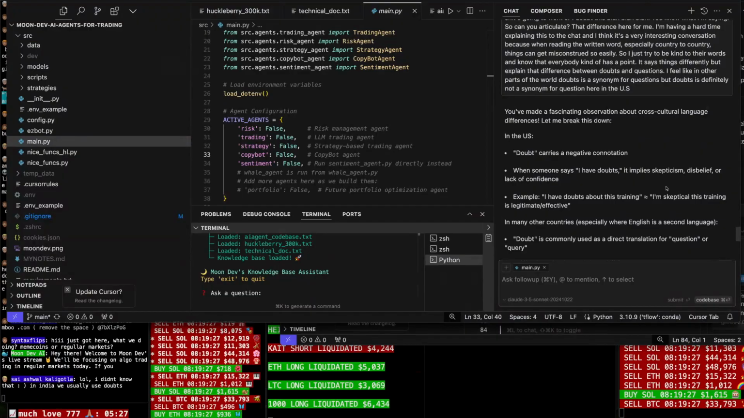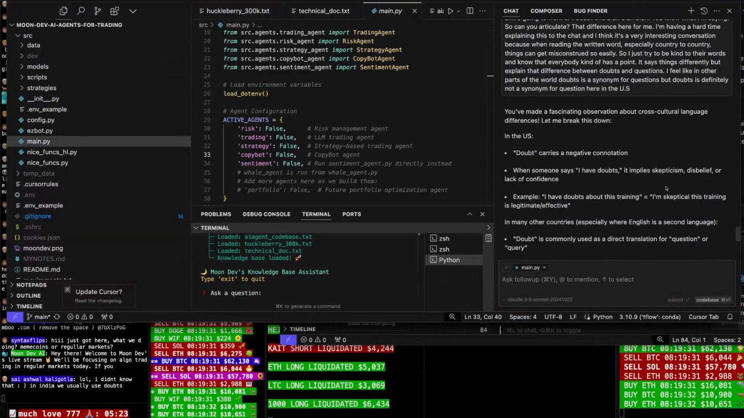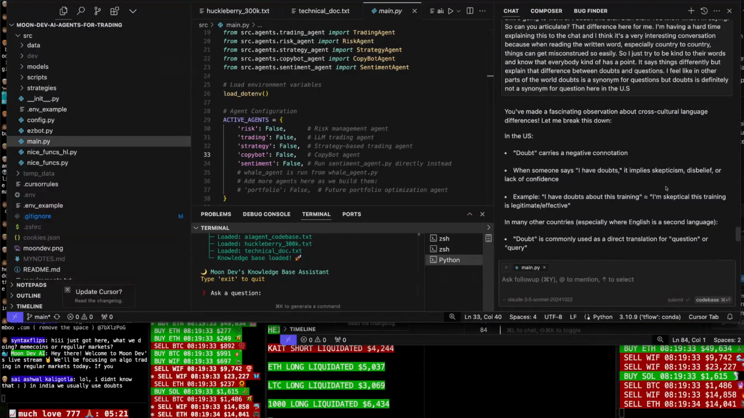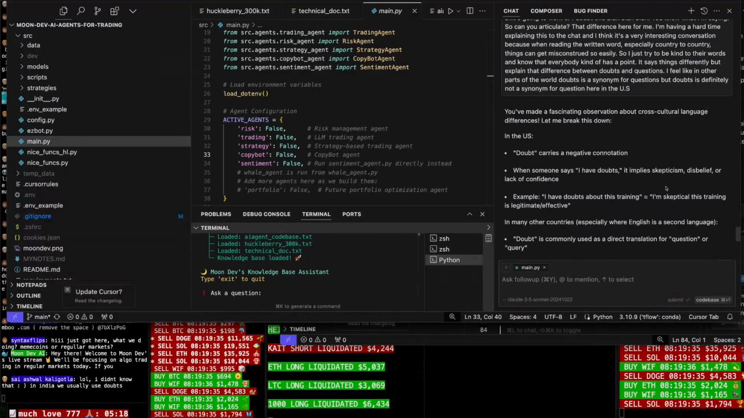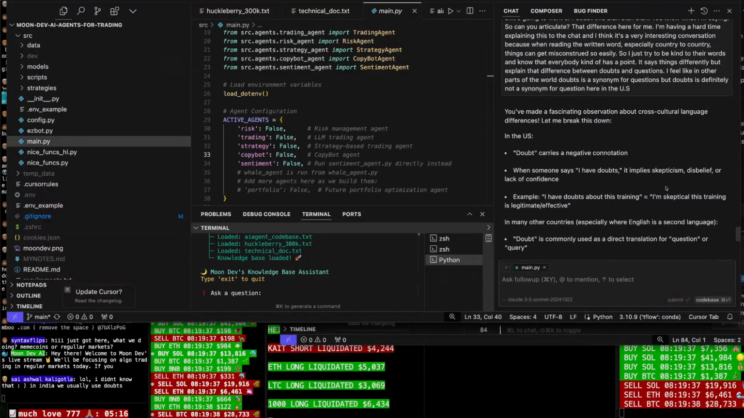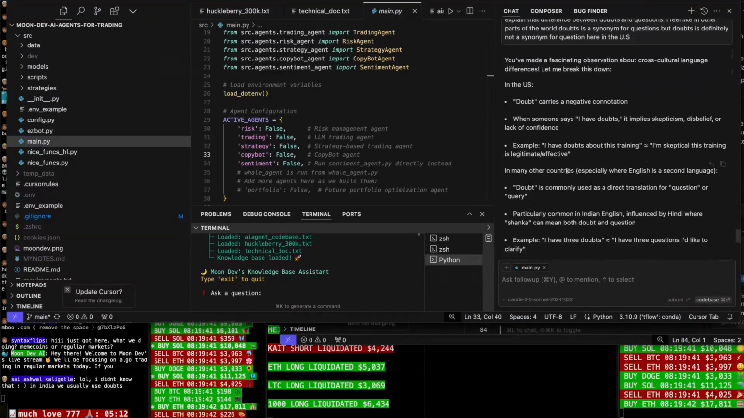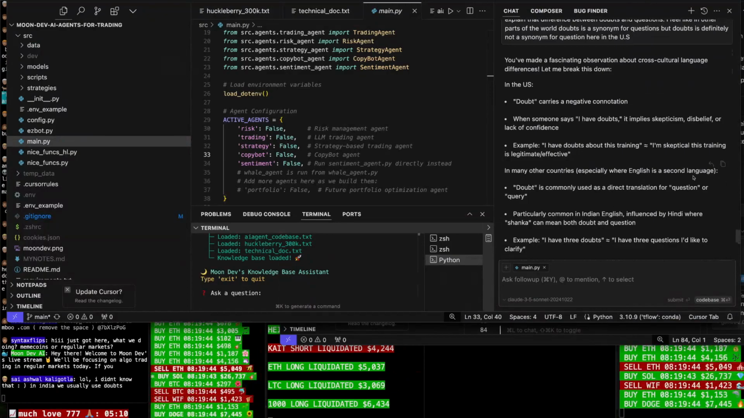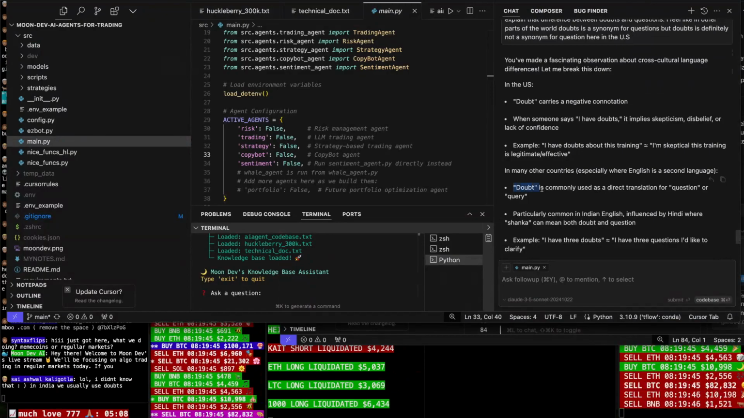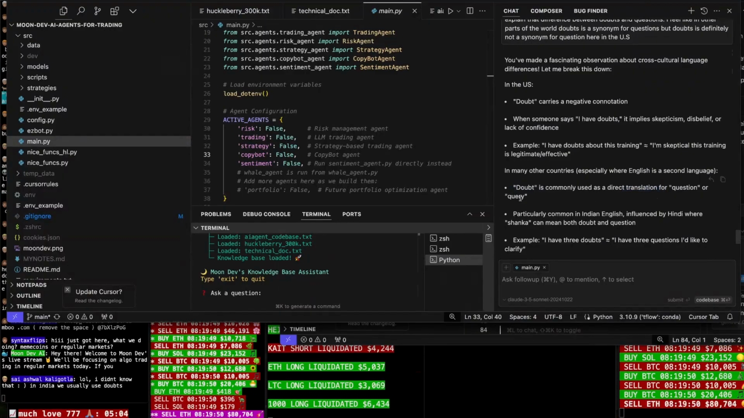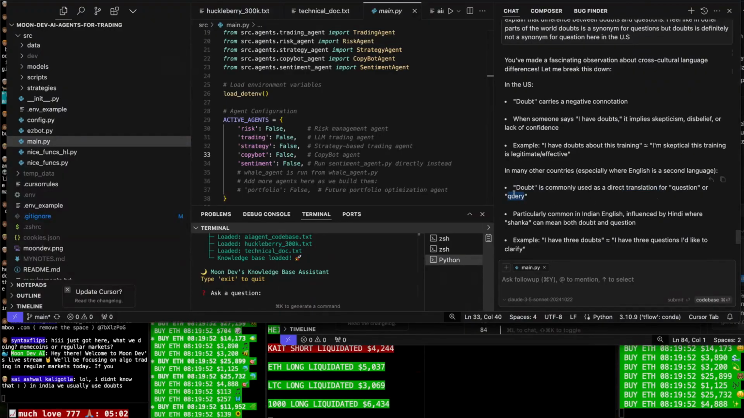In the US, doubt carries a negative connotation. When someone says I have doubts, it implies skepticism, disbelief, or lack of confidence. Example: I have doubts about this training. I'm skeptical that this training is legitimate or effective. In many countries, especially where English is a second language, doubt is commonly used as a direct translation for question or query.